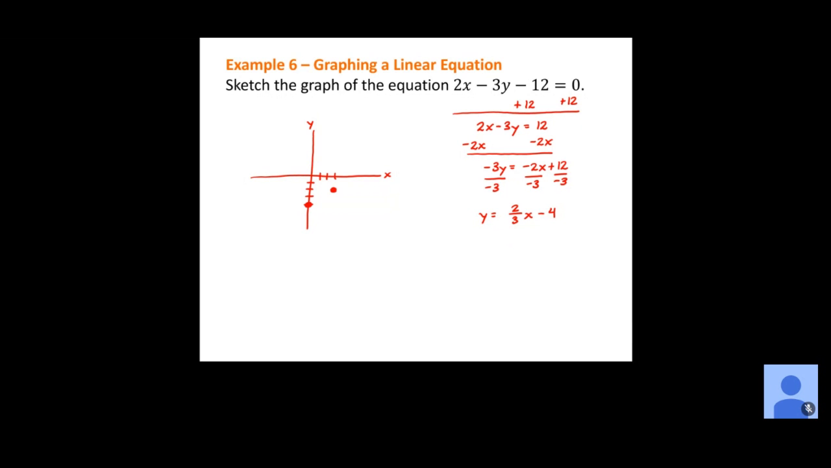And once I have those 2 points, again, that's enough. If you want to do one more point, that's perfectly fine. But I'm going to go ahead and draw my line through these 2 points. And so we get a line that looks something like this right here.